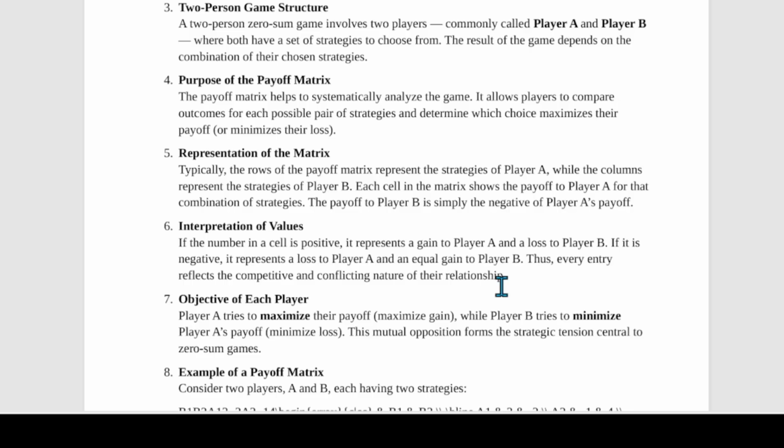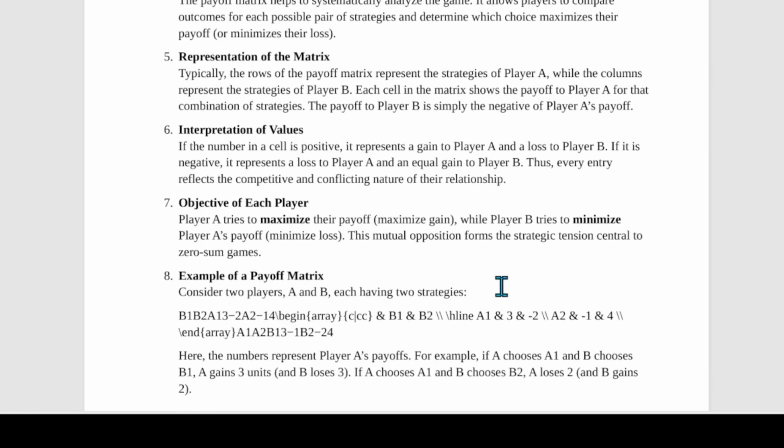And then we have interpretation of the payoffs.